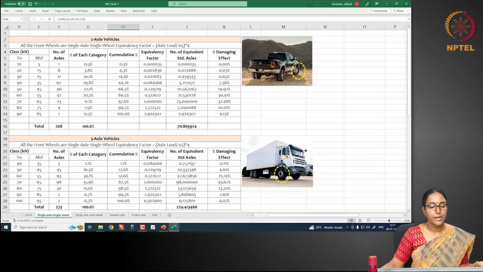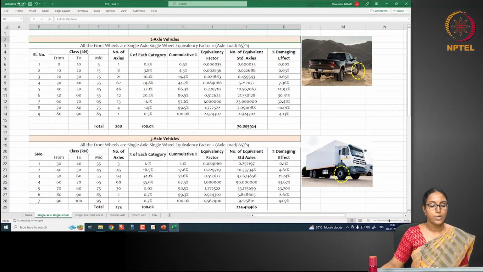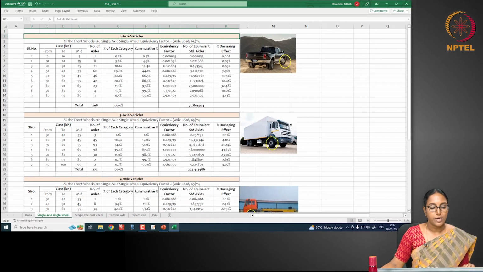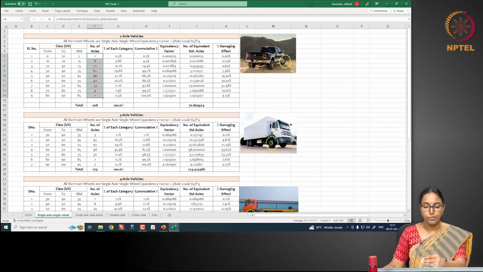So this is from the 2-axle vehicle. You had the front axles, which, as we do it for the truck factor method number 1, you can put in different class categories. Okay, so you can put it in different class categories, the frequency can be measured, and then we know that for all these classes or for this particular class of truck, the standard load is 65. So axle load divided by 65 raised to 4 is the equivalency factor. So multiply the number of axles with the equivalency factor will give you the total equivalent standard axles.